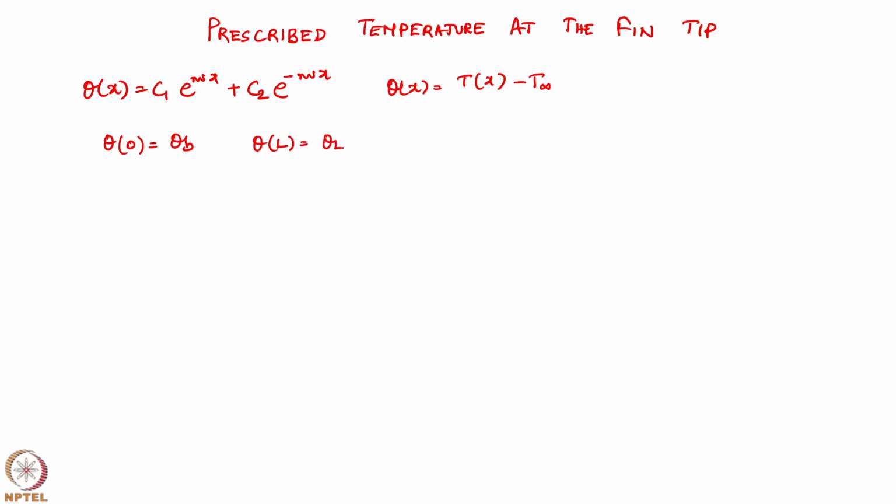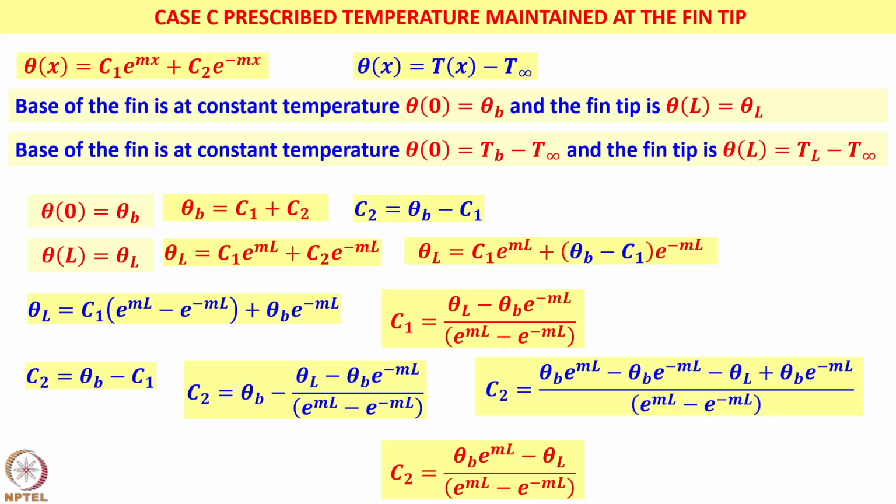So, I have theta of 0, which implies that theta b is equal to C1 plus C2 from the above equation, and theta L is equal to C1 e to the power of ml plus (theta b minus C1) into e to the power of minus ml. Now, I will not do this algebra. If you just go and see this, this is the equations which we just wrote.